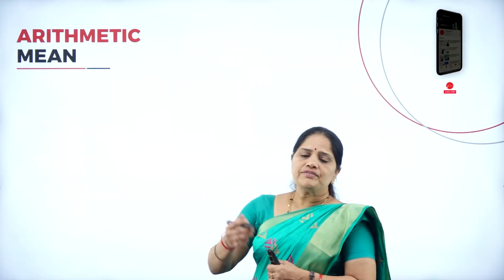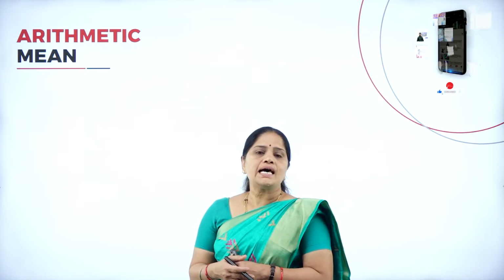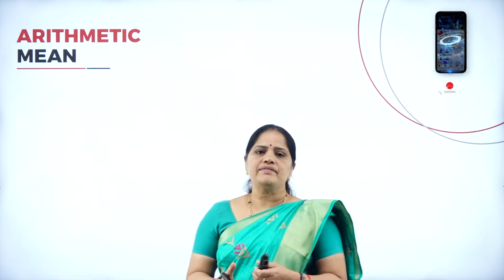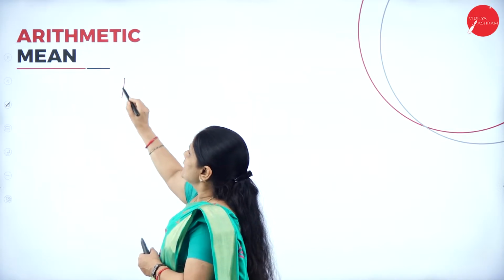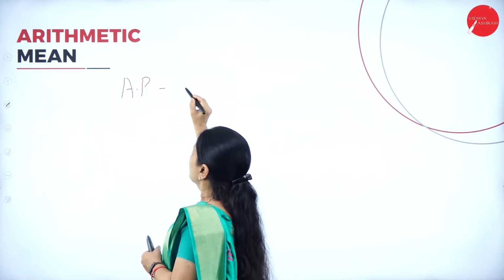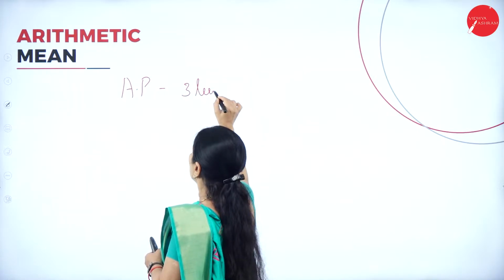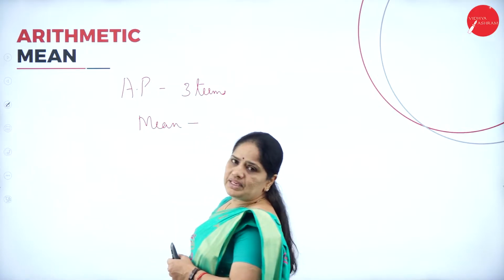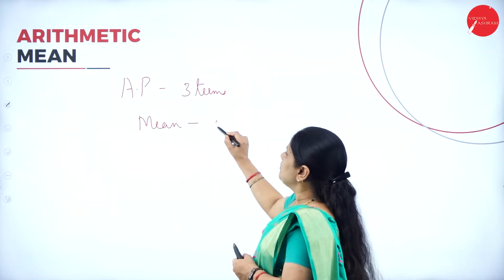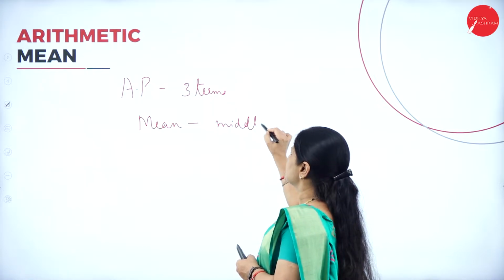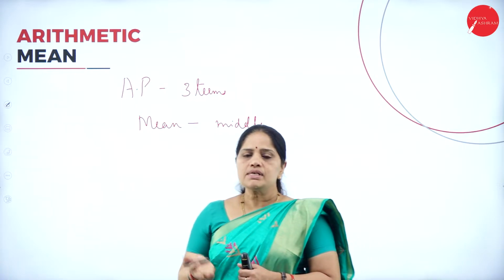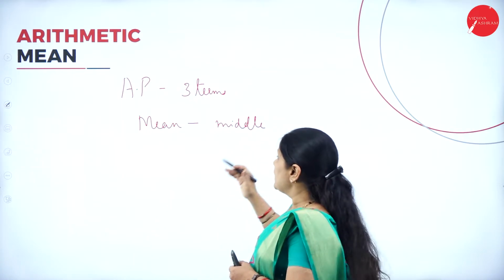So in this session, we will be having a discussion on what is arithmetic mean. Arithmetic mean is nothing but the average. But in case of an arithmetic progression with 3 terms, what do we mean by arithmetic mean? It means the middle term is considered as the mean.